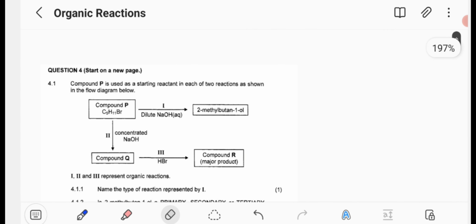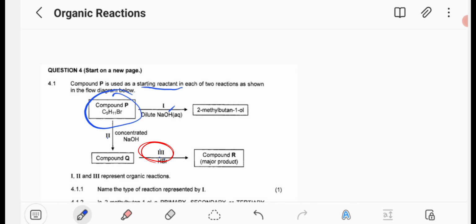They say compound P is used as a starting reactant. So we know for sure that compound P will be our reactant in each of the reactions as shown in the flow diagram below. We have about 3 reactions that will take place: reaction 1, reaction 2, and reaction 3. I hope you can see them.